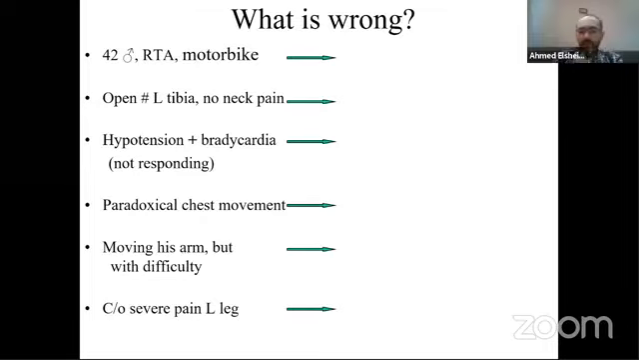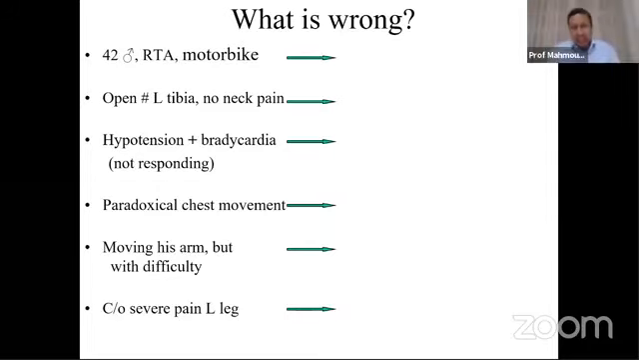Neurogenic shock. Absolutely, yes, well done. Neurogenic shock, because this is the only type of shock where you have bradycardia. All other types of shock have tachycardia. So now we have this patient has got neurogenic shock. This will tell us something.